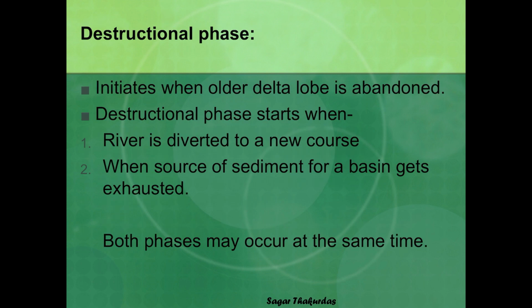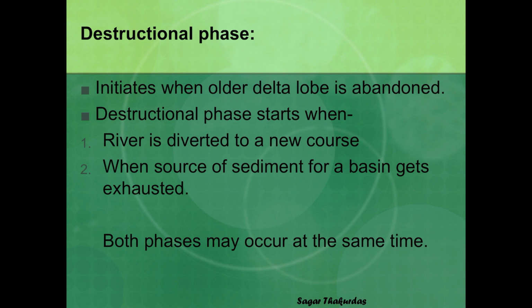Now the second phase, that is the destructive phase, starts when the delta lobe is abandoned. You know why abandonment of a delta lobe can happen: this starts when a river is diverted to a new course, or avulsion takes place in the delta distributary channels, or the source of the sediment of a basin gets exhausted. There are no more sediments available in the river or at the source to deposit into the ocean. In that case, the ocean may get dominant and you will see destruction of the delta and formation of an estuary.